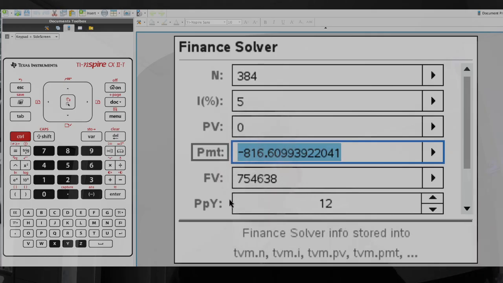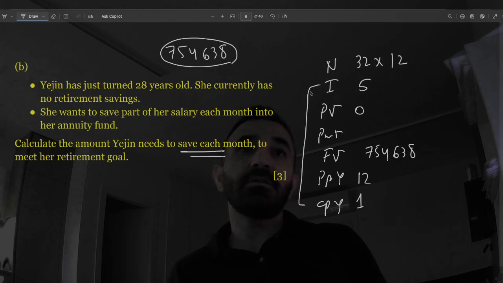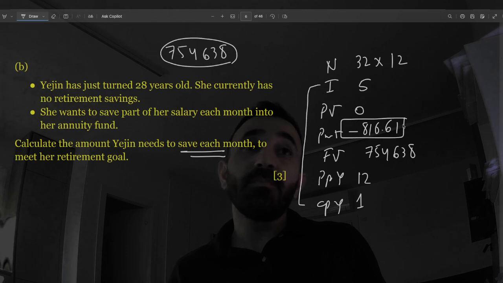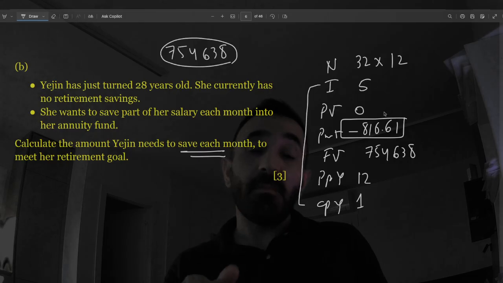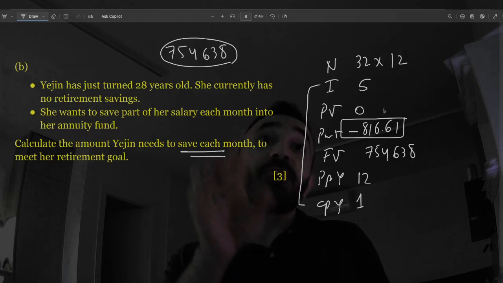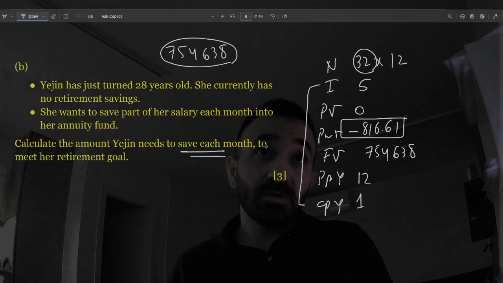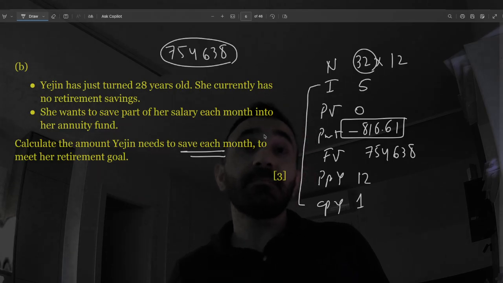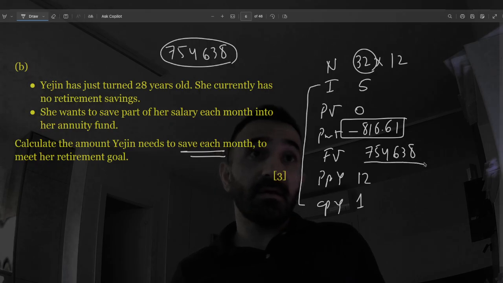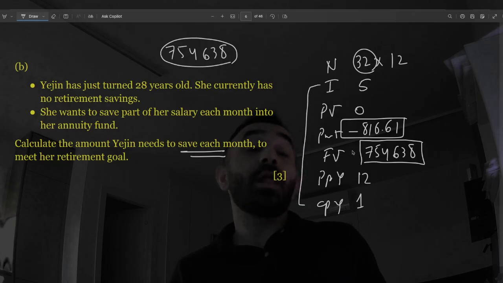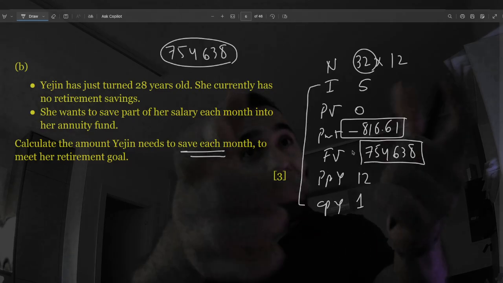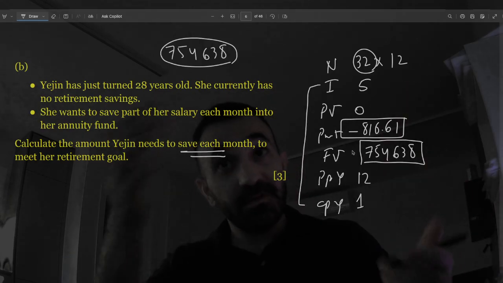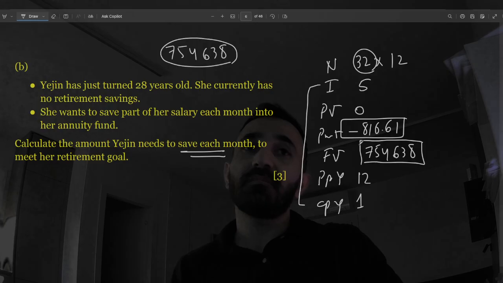Minus 816.61, minus 800,16.61. I need to put this amount of money every month into the bank for 32 years, so that after 32 years I can say that I will have this amount of money in the account, so that I can use this money to have regular payments for 30 years, which is the information related to part A.